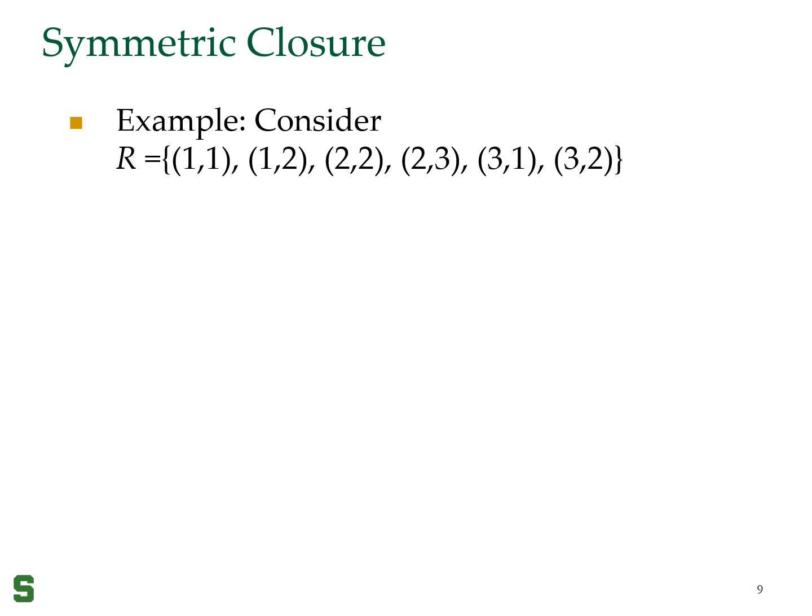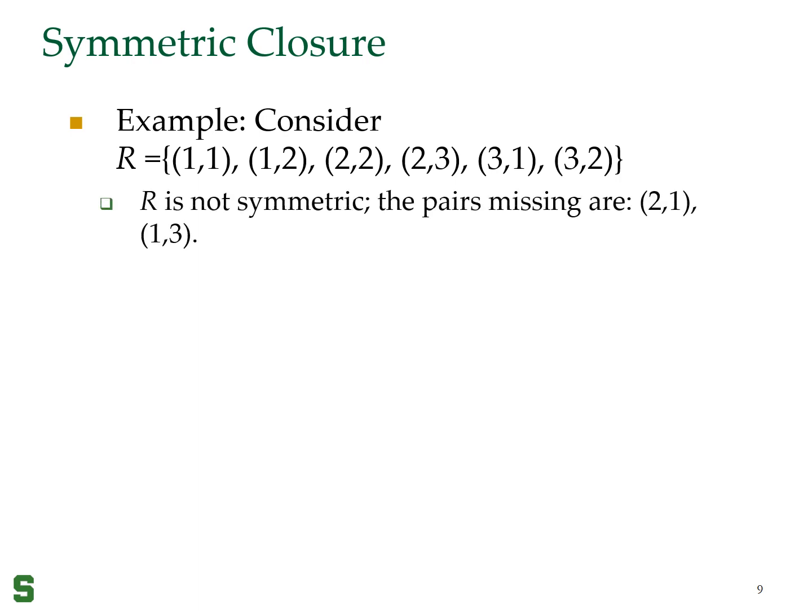Symmetric closure is a little bit more complicated, but the idea is the same. We want to add as few pairs as possible to make it symmetric. So here the relation is not symmetric because I have (1,2), but I don't have (2,1). So to make it symmetric, I'll have to add that. I have (3,1), but I don't have (1,3), so I'll have to add that. And I'll have to keep doing that for every pair. And when I have added all these, the relation would be symmetric.